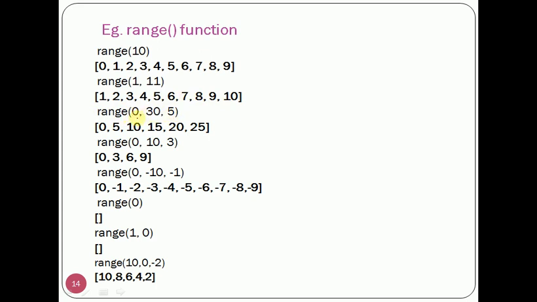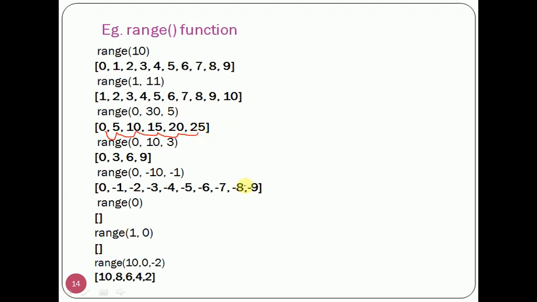Now third example, range 0, 30, 5. So it is starting from 0. Here the step value is also given. The terminating value is 30. So it starts from 0, then incrementing by 5. So it is 5, then again 10, 10 plus 5, 15, 15 plus 5, 20, and 20 plus 5, 25, and the terminating value is 30. So the value less than that is 25. So it stops here.